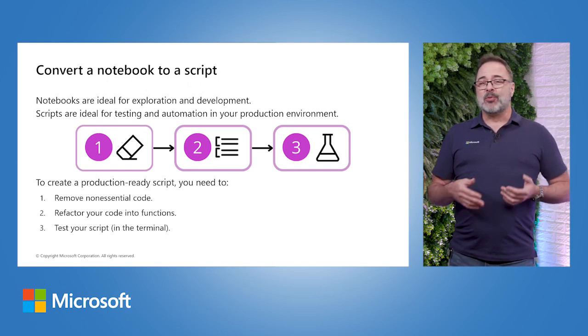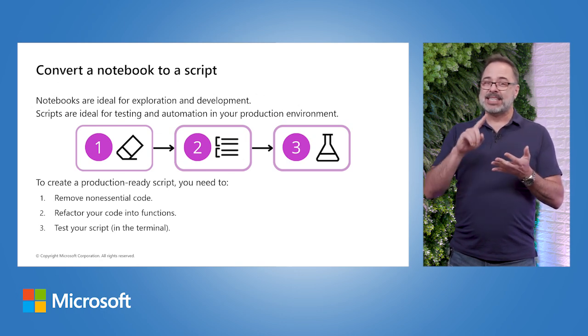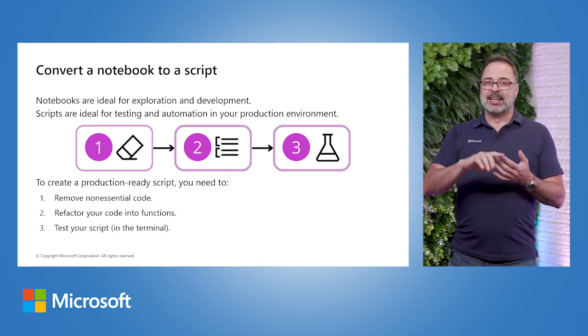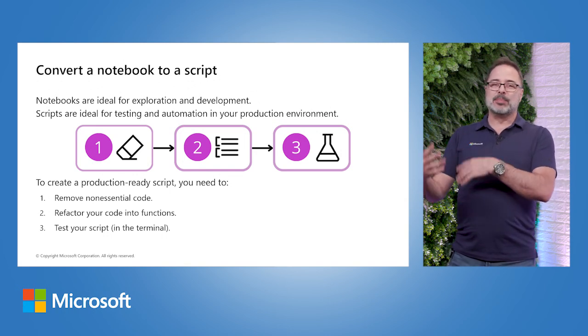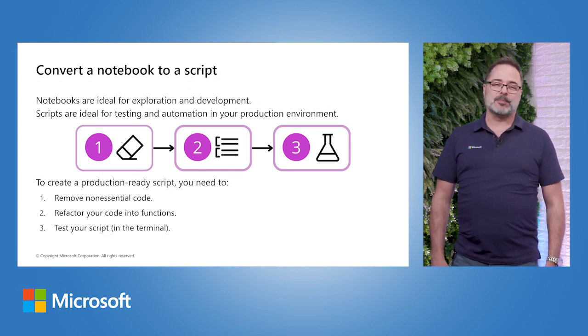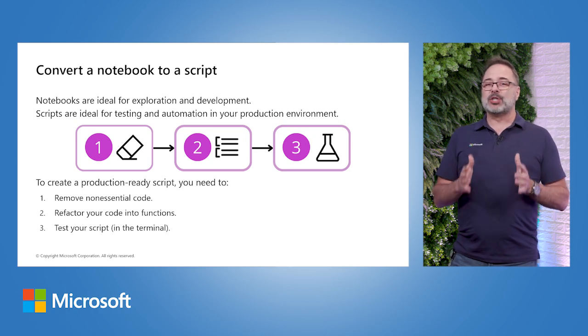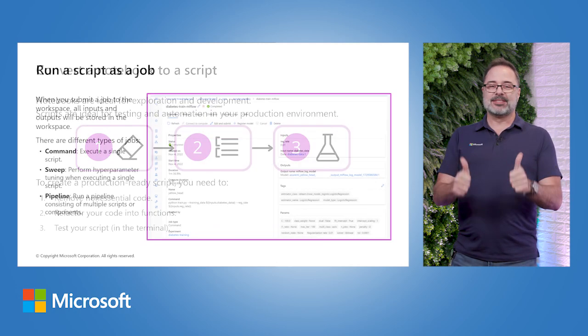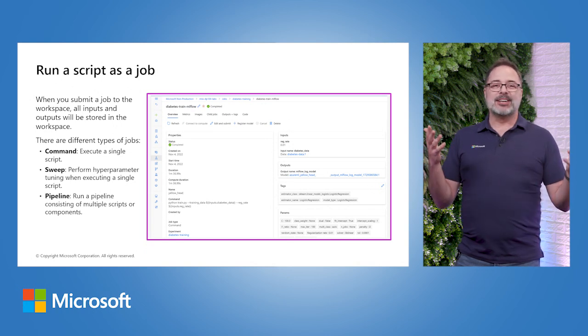Of course, before we do anything in a production environment, we test, test, test, test. Now in this case, it's probably easiest to test your script within a compute instance by simply running it inside the terminal session. Hopefully after all of this, we have a production level script that's ready to go. Once we have our script ready, we can then run it as a job.